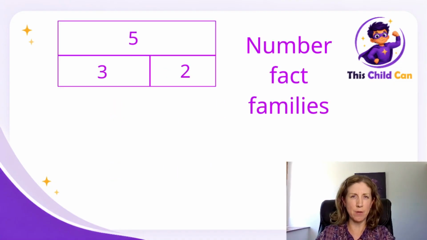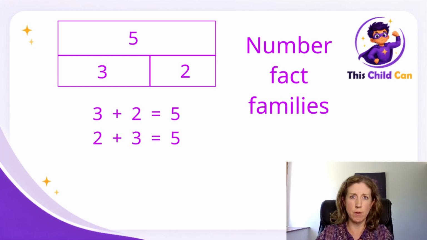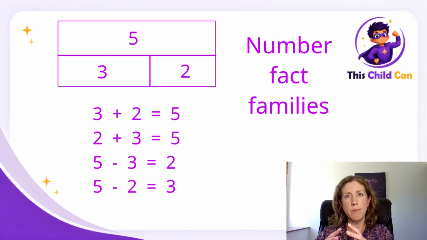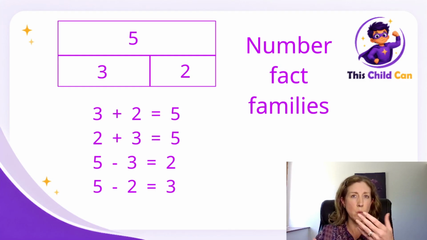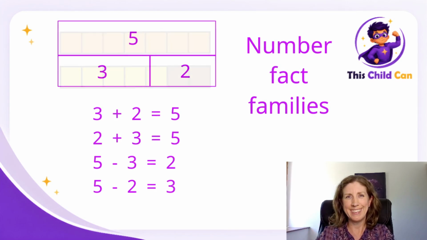Now let's look at number fact families. From this one bar model, we can write 4 different number sentences: 2 addition, 2 subtraction. We can write 3 plus 2 equals 5, 2 plus 3 equals 5, 5 take away 3 equals 2, and 5 take away 2 equals 3. 4 number facts. All of them belong together. They're called a number fact family. And what we're seeing is that it's one relationship written in 4 different ways.